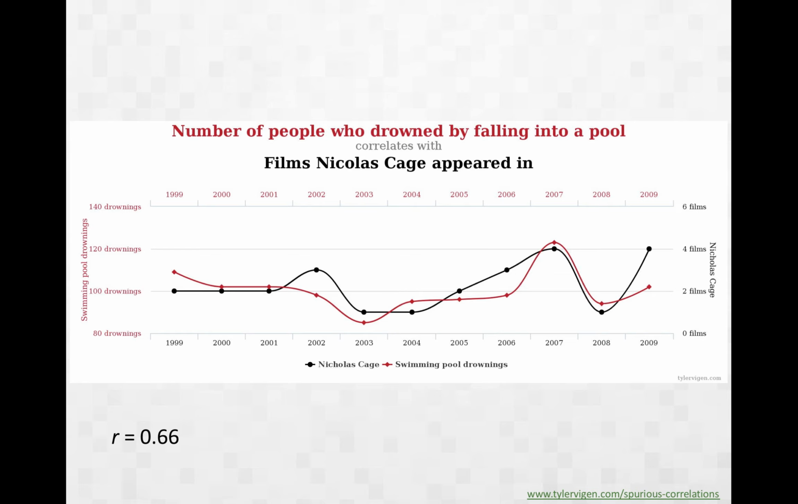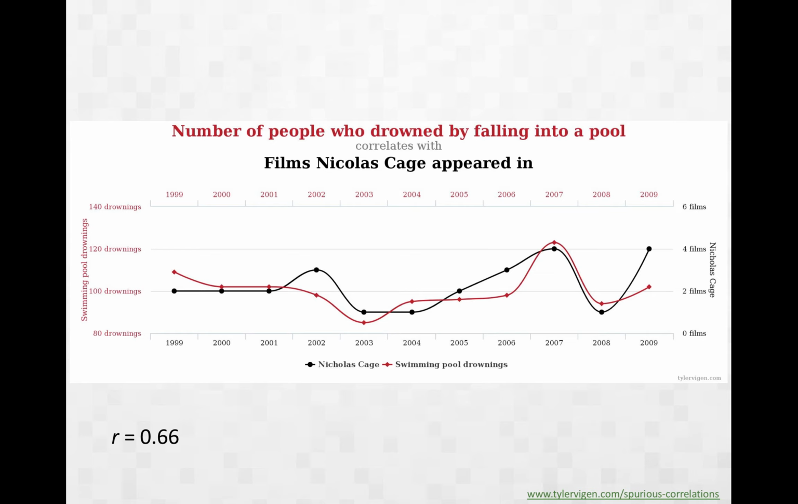We know that the number of people who drowned by falling into a pool between the years of 1999 to 2009 also correlates at a fairly statistically significant level with the number of films that Nicolas Cage appeared in. Is Nicolas Cage, even with his bad acting, responsible for people drowning in pools? If we're being honest with ourselves, we'd say that no, that's probably not the case. And yet, there is a significant relationship.